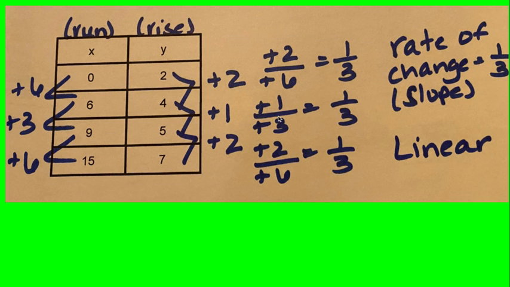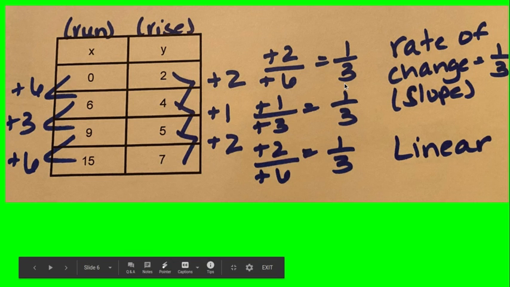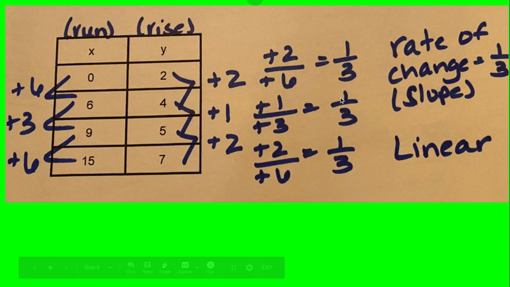So at first glance, when I was finding the difference between my y values, it made it look like it was not going to be linear because I had a change of 2, then 1, then 2. But when I actually wrote it all out, I noticed that it all simplified to 1/3. So our rate of change, or our slope, is 1/3. And because the rate of change is constant, or it rises 1, runs 3 between any 2 points, it's linear.